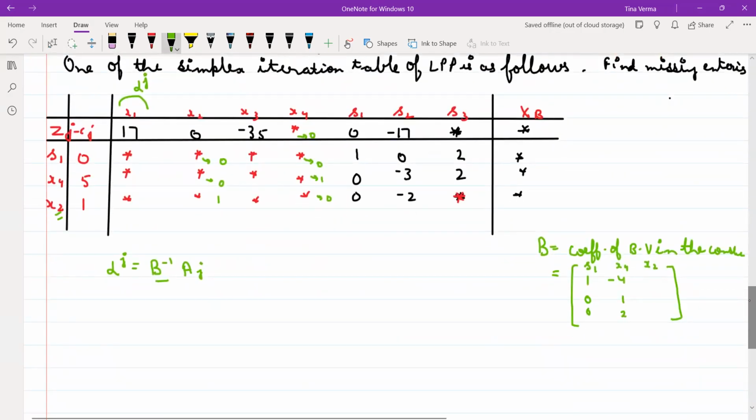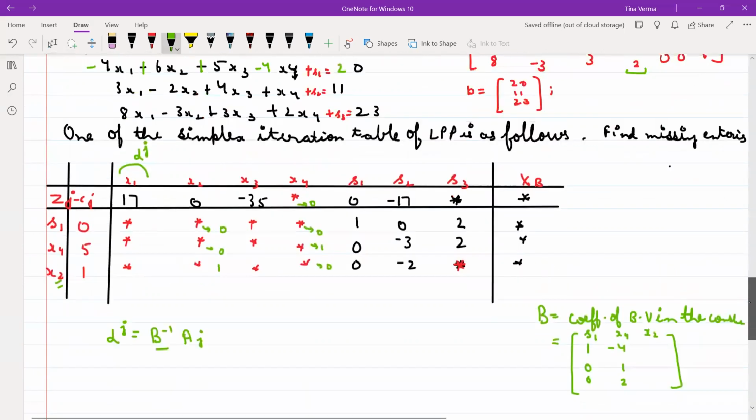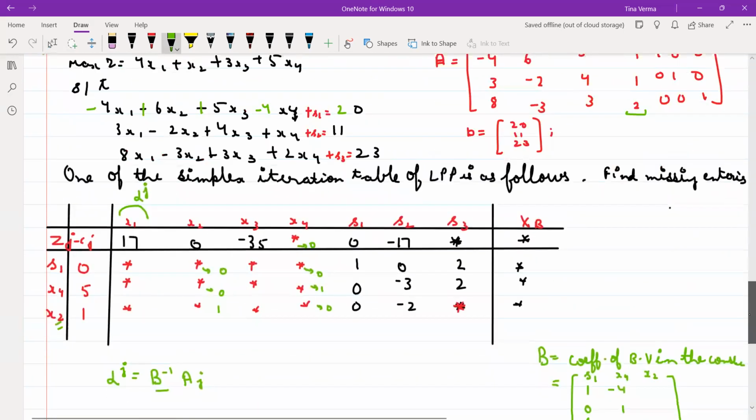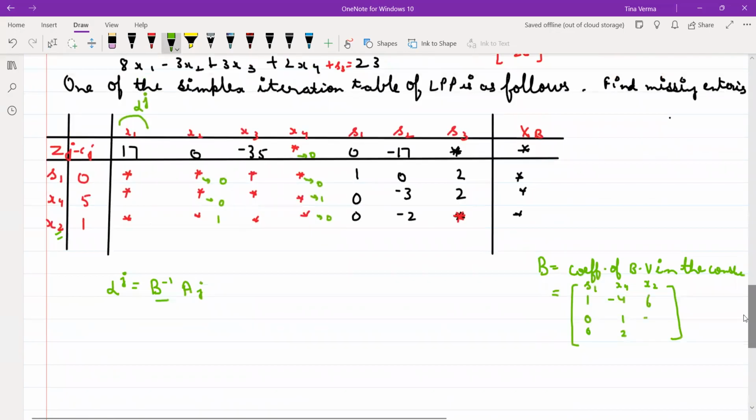X2 का कॉलम A में से आप क्या लिखोगे? That is your 6, -2, -3. You got my point? यहाँ पे ये आइडेंटिटी नहीं होगा क्योंकि सिंप्लेक्स आइट्रेशन में आइडेंटिटी होगा, but what is my B? The coefficient of basic variable in the constraints. So you have to write the columns, जो भी आपके बेसिक वेरिएबल के कॉलम्स होंगे A वाली मैट्रिक्स में, right?